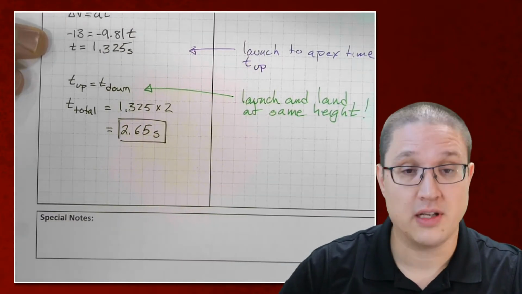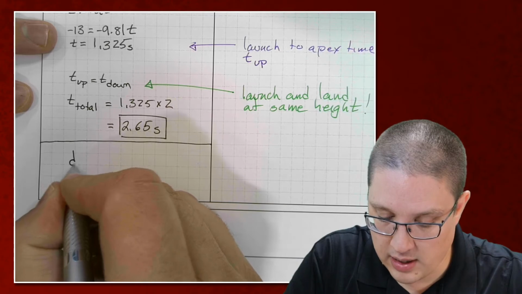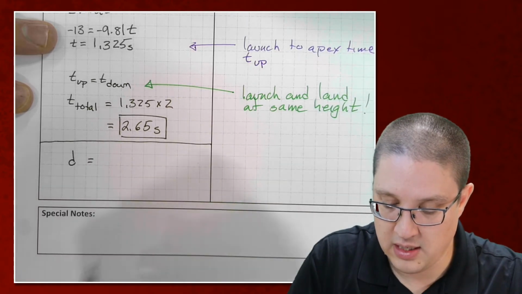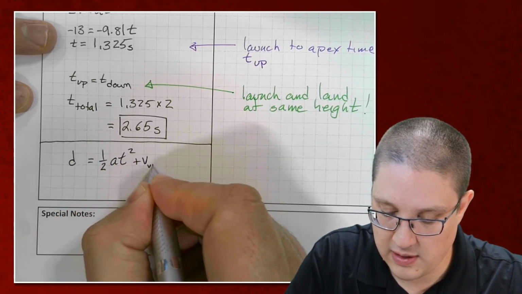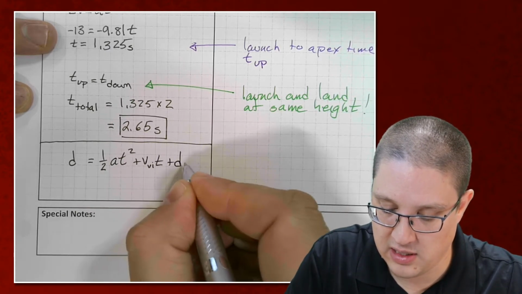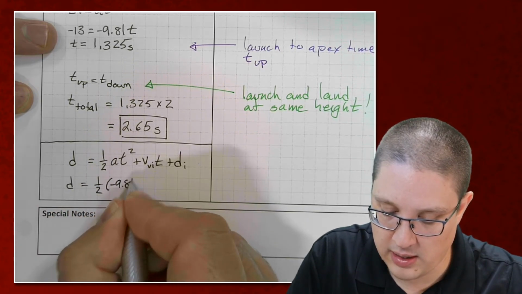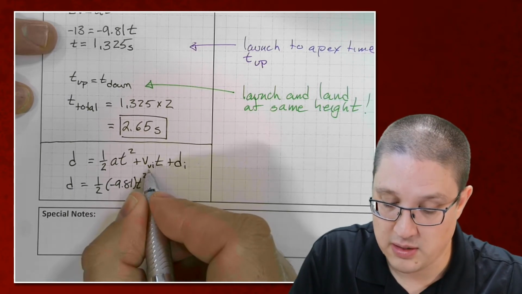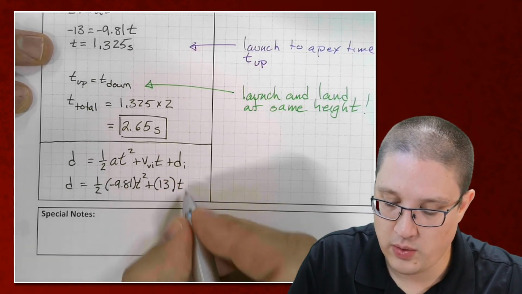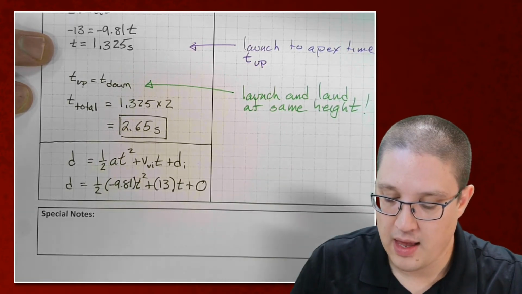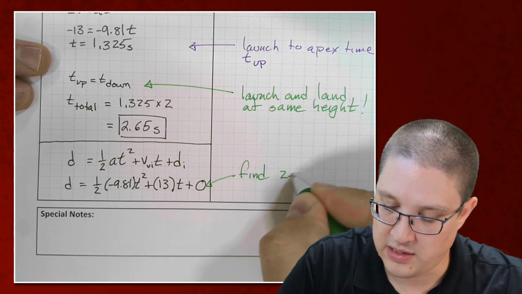If your pre-cal skills are good, you can do quadratics. So if I look at this and say my distance is equal to 1/2 a t squared plus vi times t plus di. So plugging that in, I would get 1/2 negative 9.81 t squared plus my initial vertical velocity is 13 t, and I have no initial distance, so that's 0. And I can now find my zeros.